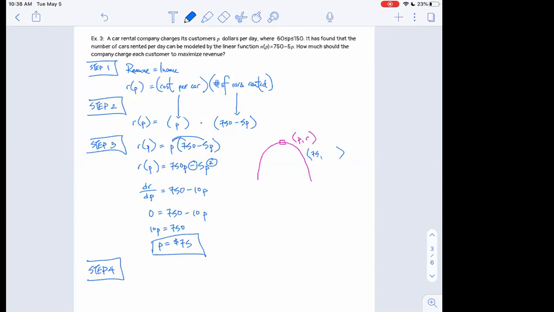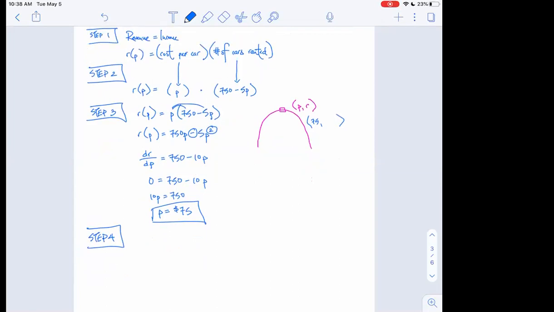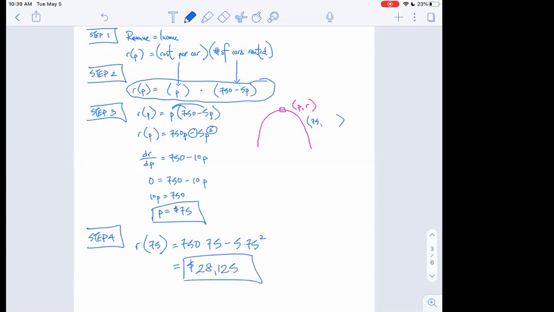Would you plug P back into the original equation? Plug 75 into the initial revenue equation. Yeah, we're going to go back to our original and find R of 75, which will be 750 times 75 minus 5 times 75 squared minus, and I believe we get a revenue of just over 28,000.